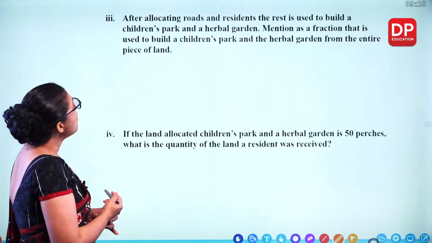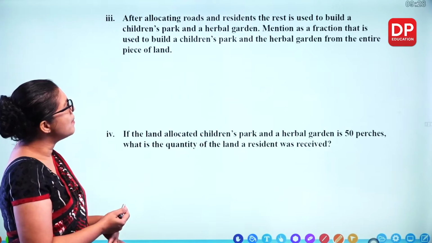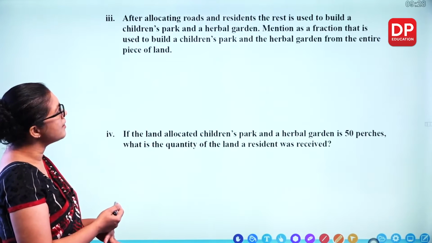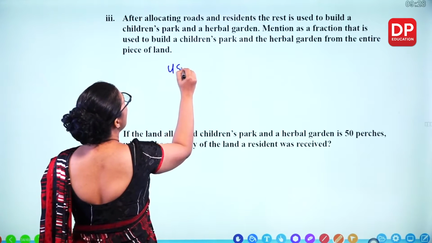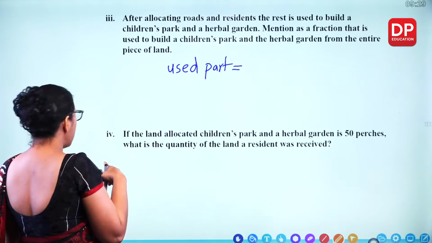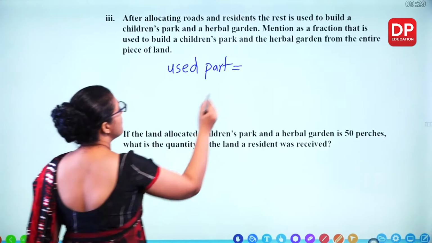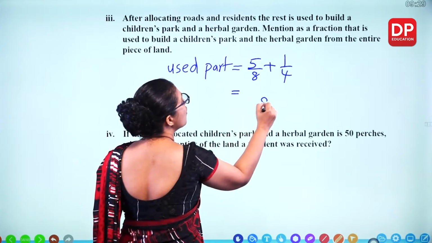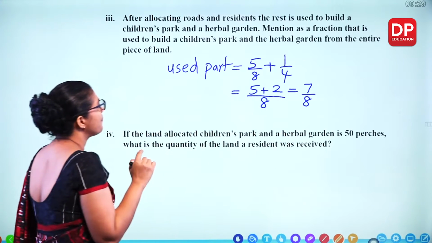Third part, after allocating roads and residents, the rest is used to build a children's park and a herbal garden. Mention as a fraction that is used to build a children's park and the herbal garden from the entire piece of land. So what's the used part? Used part for roads 1/4 and 5/8 for the housing scheme. So 5/8 and the 1/4. So what's the used part? Out of 8, that's 7 over 8.